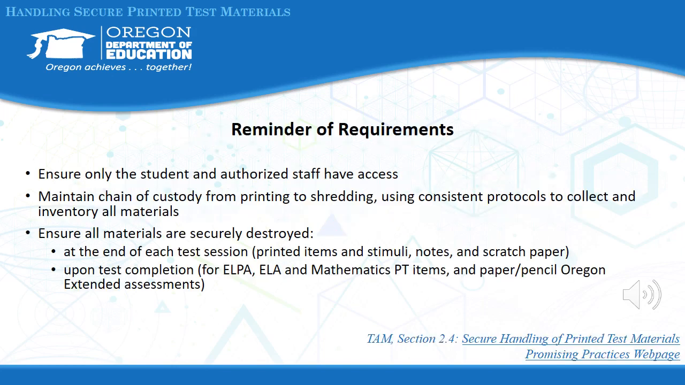Section 2.4 of the TAM specifically addresses the requirements in place around handling secure printed test materials, including printed items and stimuli, student notes and rough drafts, and scratch paper. It is critical that each school have protocols in place and ensure that they are followed to ensure only the student and authorized staff who have signed an assurance of test security form have access to these secure materials. This is referred to as maintaining a secure chain of custody of printed secure materials, from printing or writing, in the case of scratch paper, to secure disposal.